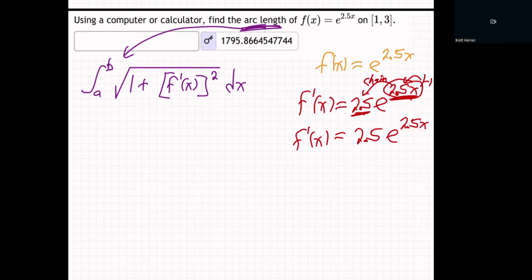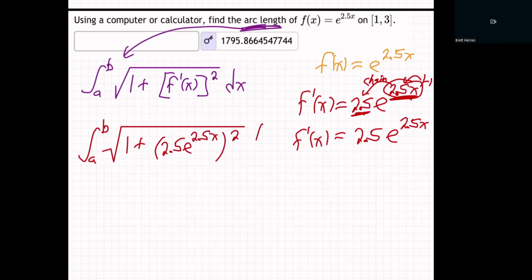So now let's come over here. We go, okay, integral from A to B of 1 plus. So what's f prime? It's 2.5 e to the 2.5x squared dx, like that. So plug that in. So we just grabbed that and we just popped it in there.